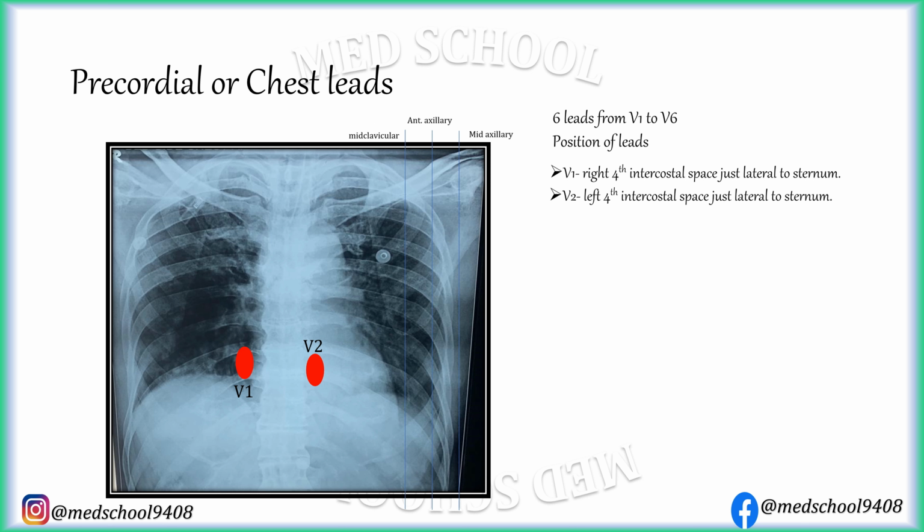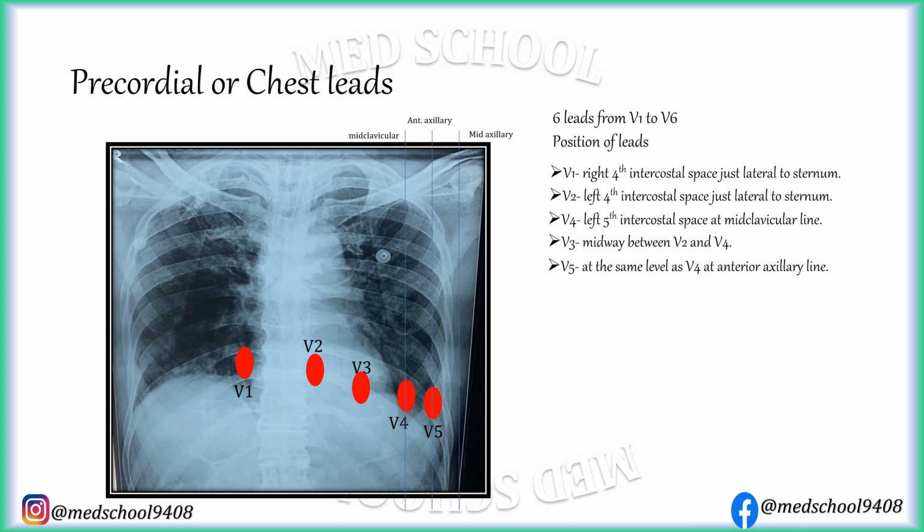Next we have to place V4, which is placed in mid-clavicular line in left fifth intercostal space. V3 is placed midway between V2 and V4. V5 is placed in anterior axillary line at the same level of V4. And V6 is placed in mid-axillary line at the same level of V5. Precordial leads are also called horizontal plane leads because their axes are present in horizontal planes.